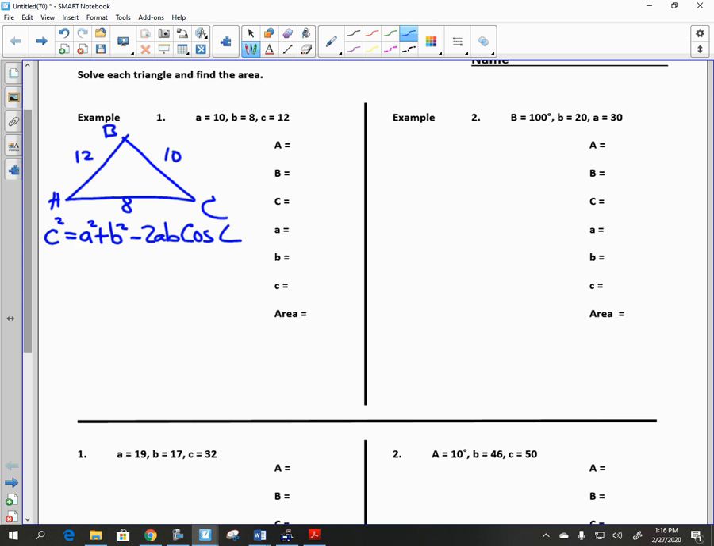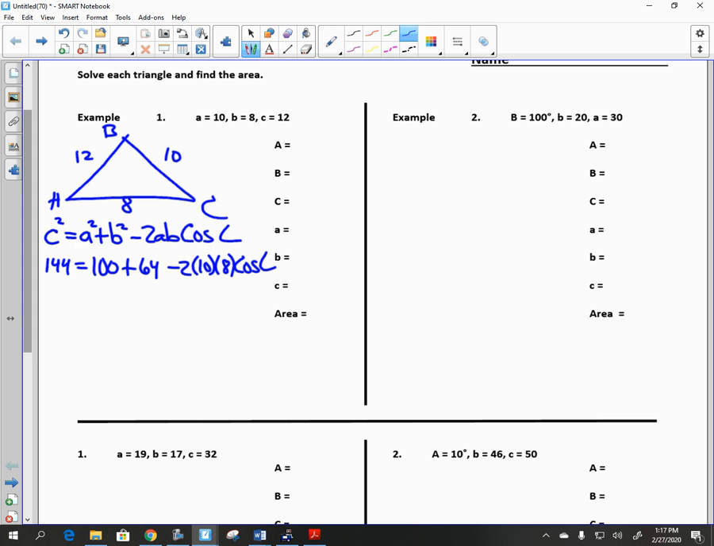What do you get if you square c? I square 12. 144 equals, I'm going to square a, 100 plus 64 minus 2 times 10 times 8 times the cosine of angle C.